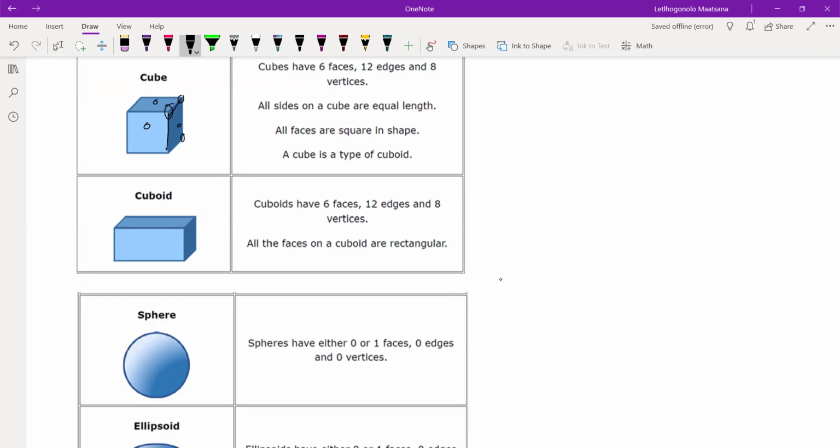All sides on a cube are equal in length. All faces are square in shape, and a cube is a type of cuboid.